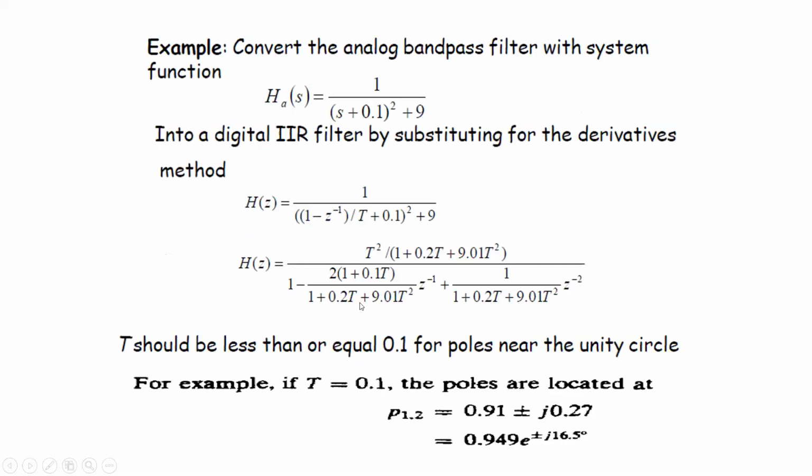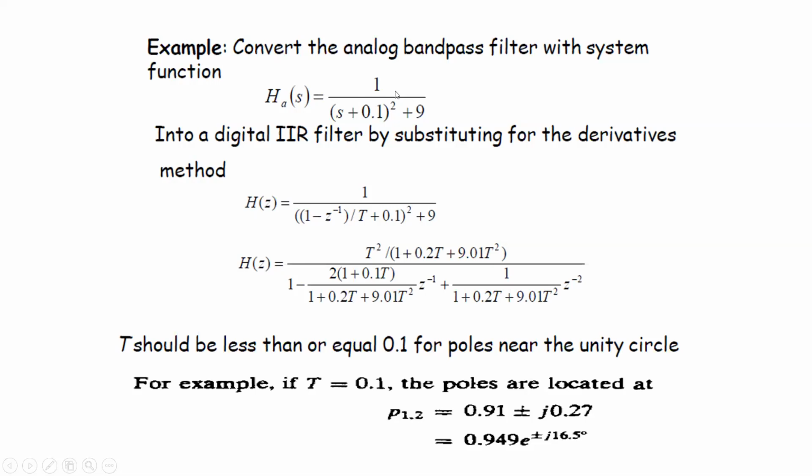Now let us look at some examples. This example I think is there in your due sheet also. So let us look at this example. What we have to do is convert the analog band pass filter. This is the transfer function given for the analog band pass filter with system function H(s) given to be 1 over (s plus 0.1) whole square plus 9. And we have to convert it into a digital filter.